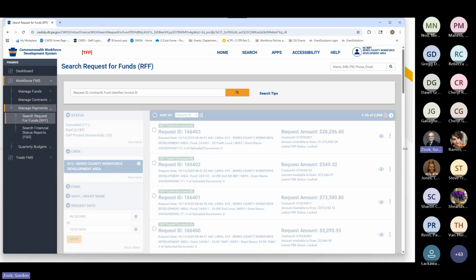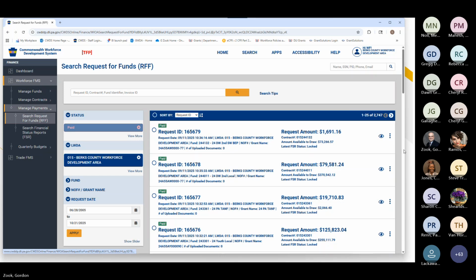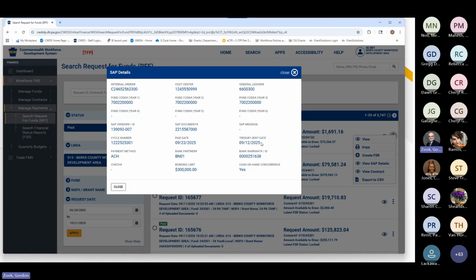If it's paid and you look at the SAP details, it will tell you when you sent it to Treasury and when it was paid, as well as the account that it was sent to. Also lists on here what your bonding limit is, and just as a reminder, all of you have a bonding limit, and you cannot make any draws that exceed that amount.